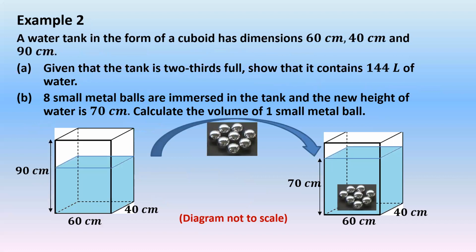Example 2. A water tank in the form of a cuboid has dimensions 60 centimeters, 40 centimeters, and 90 centimeters. Part A. Given that the tank is 2/3 full, show that it contains 144 liters of water. Part B. 8 small metal balls are immersed in the tank, and the new height of water is 70 centimeters. Calculate the volume of 1 small metal ball.